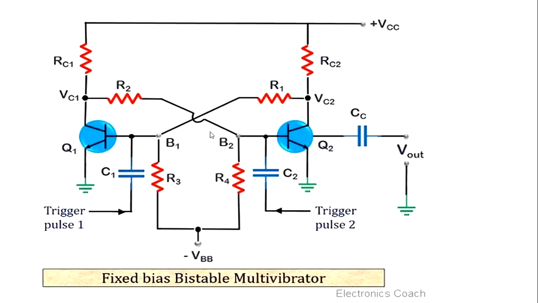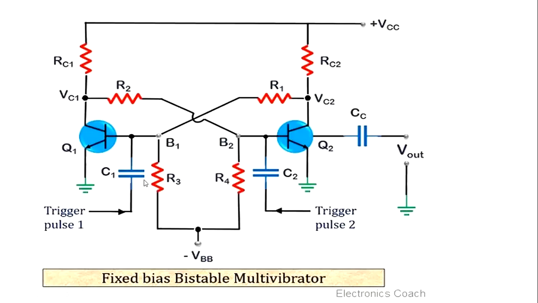So now we want to see its working. The main purpose of this minus VB voltage is to supply the negative voltage to this Q1 and Q2 load, and we wanted to make both the Q1 and Q2 loads be in reverse bias. It means we wanted the Q1 and Q2 load both to remain in the same state.